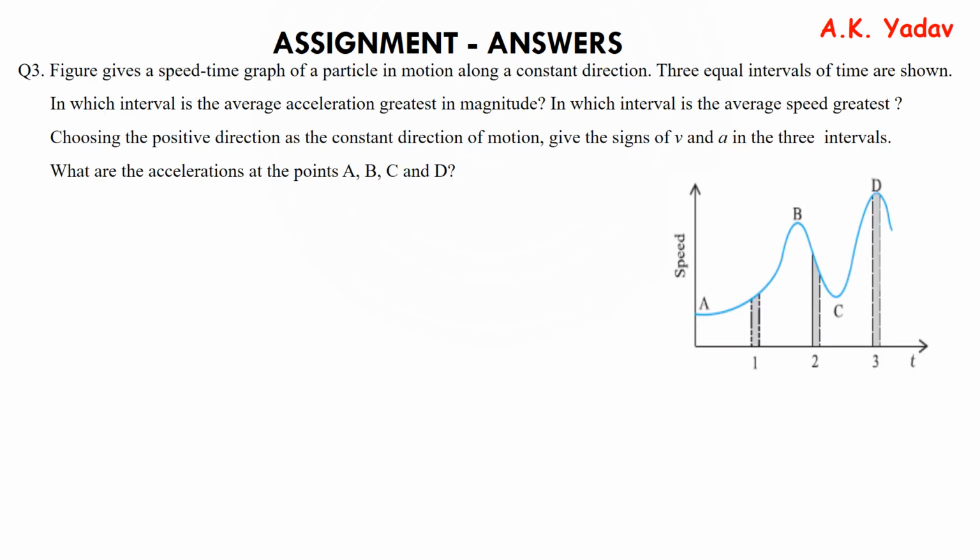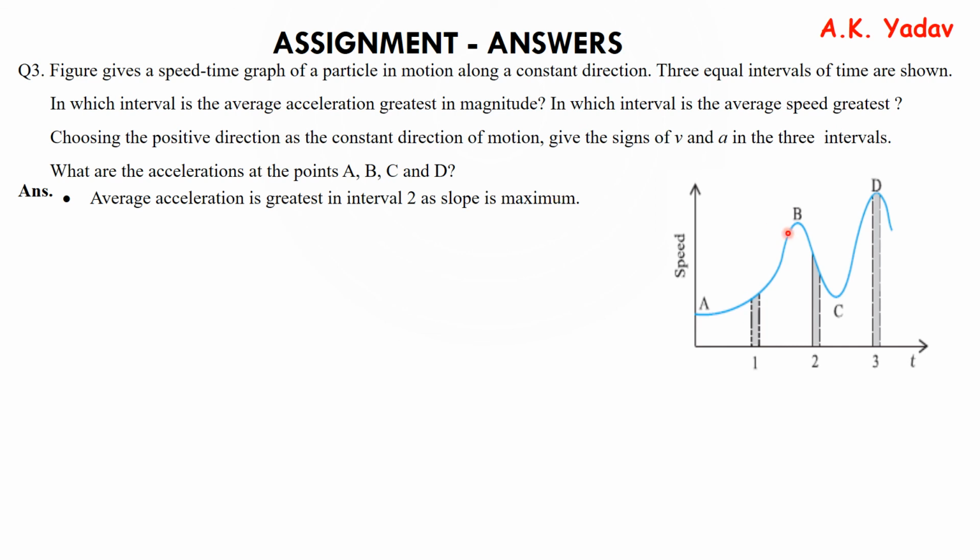Okay, let's move to the third question. The figure gives a speed time graph of a particle in motion along a constant direction. 3 equal intervals of time are shown. In which interval is the average acceleration greatest in magnitude? In which interval is the average speed greatest? Choosing the positive direction as the constant direction of motion, give the sign of v and a in the 3 intervals. What are the accelerations at the points A, B, C, and D?